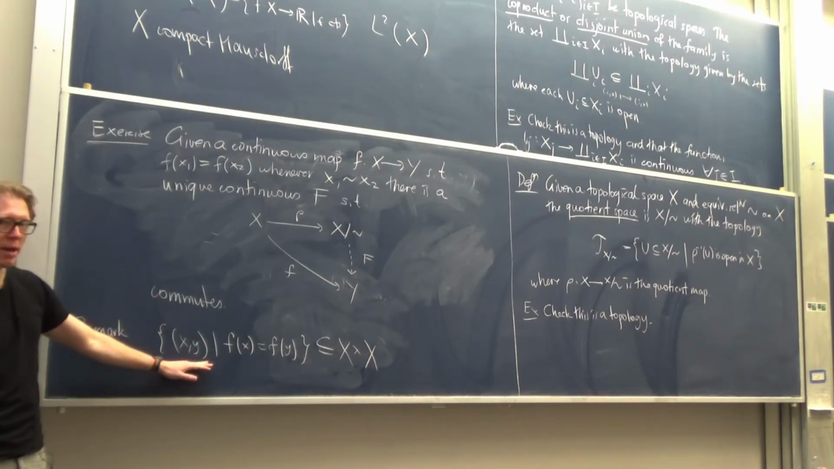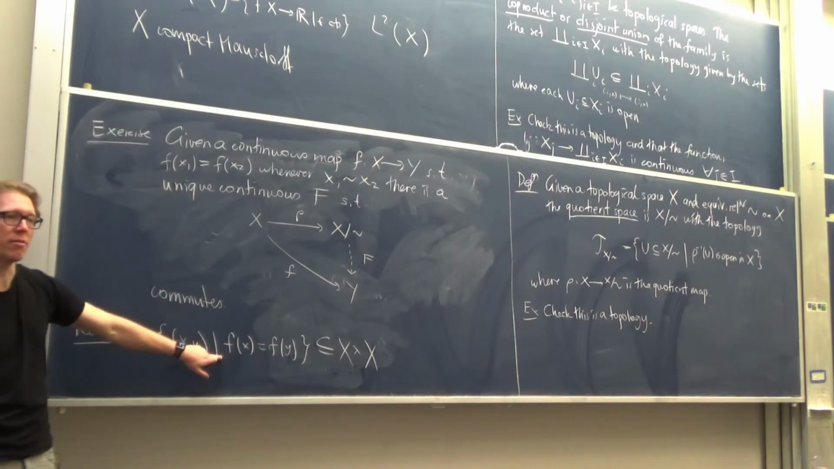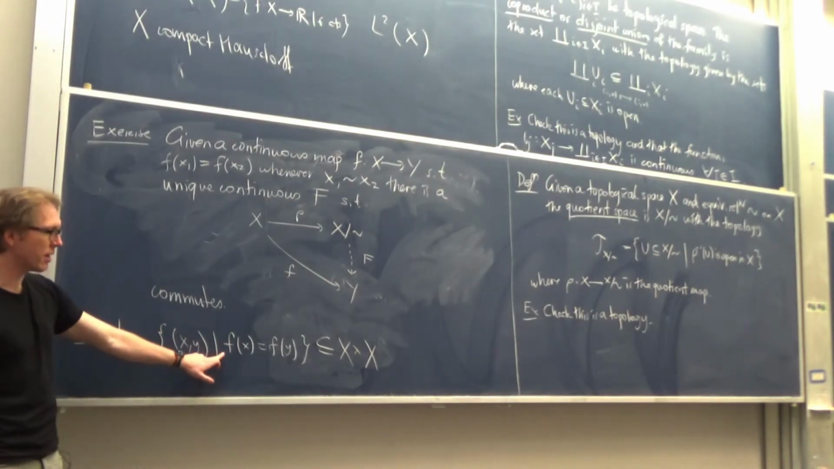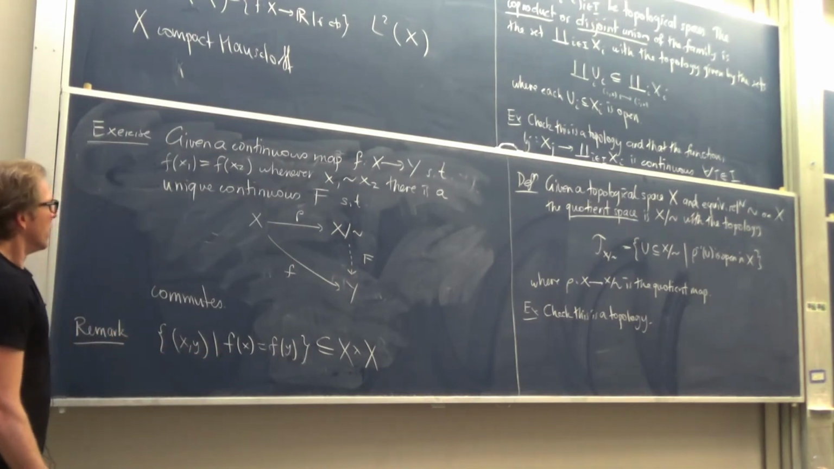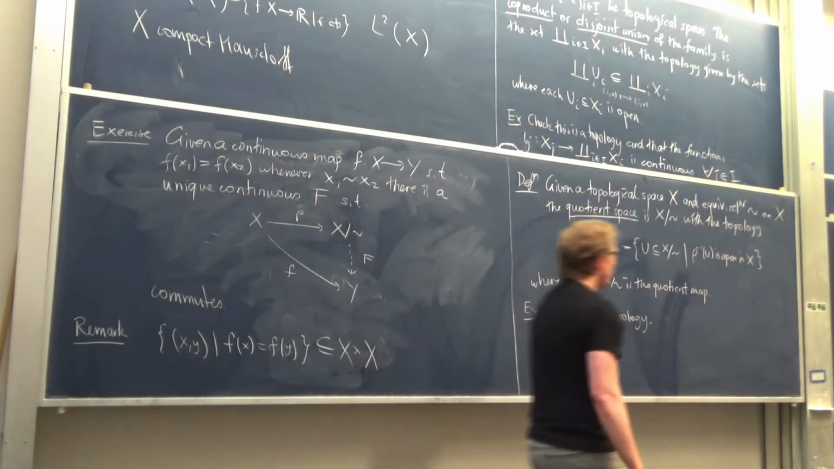So if I have a set of pairs which are sent to the same thing by f, well, the equivalence relation generated by that set of pairs is also contained in here, right? By definition, it's the smallest equivalence relation containing those pairs. So if this set contains those pairs, it contains the equivalence relation. That'll come up in a sec.